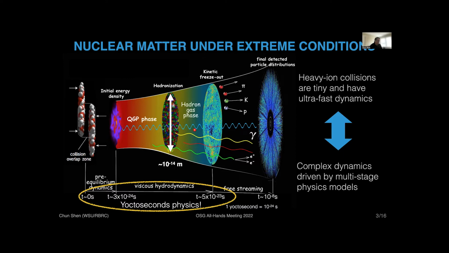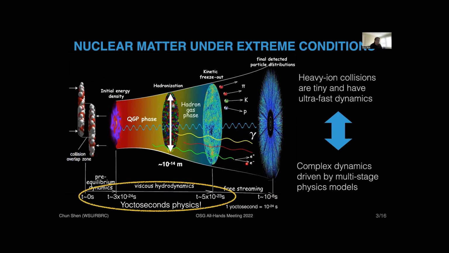which are fundamental building blocks of our visible matter. However, in the experiments, this dynamics happens very fast. It only happens in a few times 10 to the minus 23 seconds. This is called yoctosecond physics, which is far faster than any detector can detect or respond, which only reacts on a nanosecond scale.